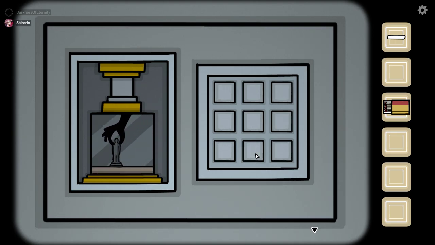Alright, Chispas. What is it? Oh, here it is. First row, first one? Mm-hmm. Second row, first and third. Yes. Third row is third. Clock. Okay.